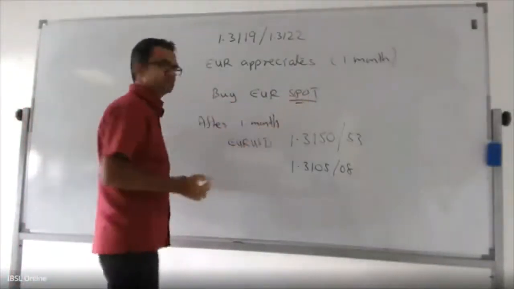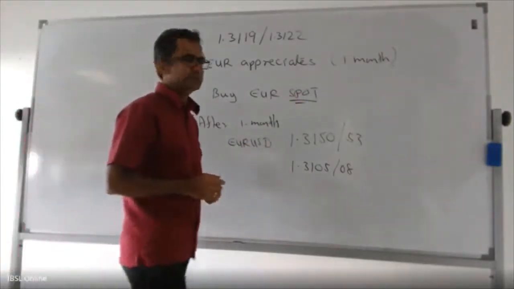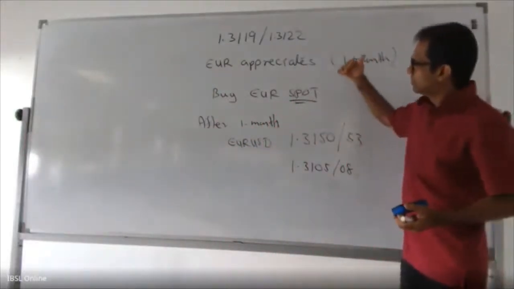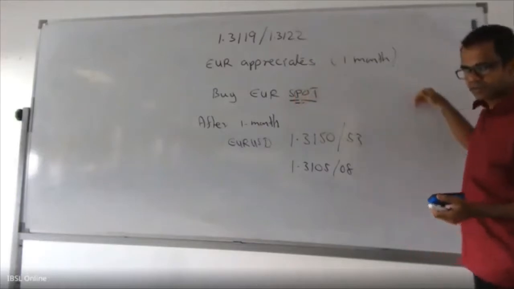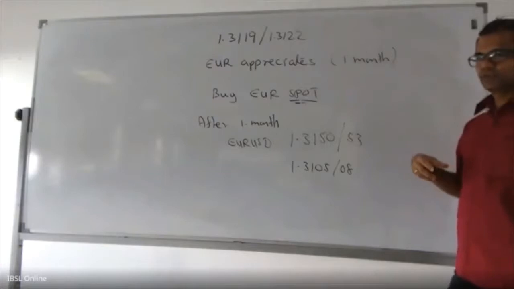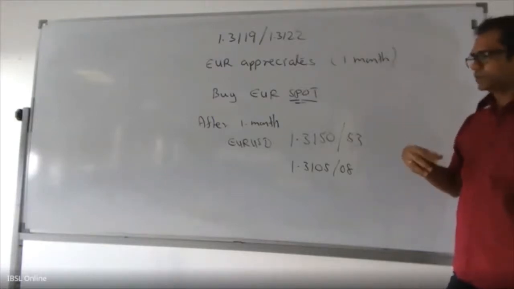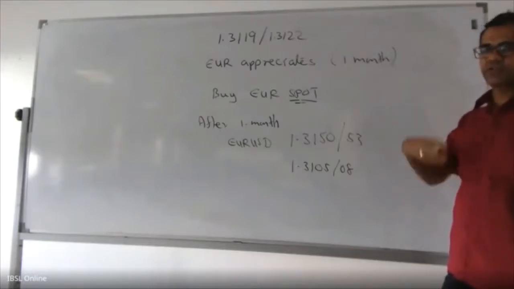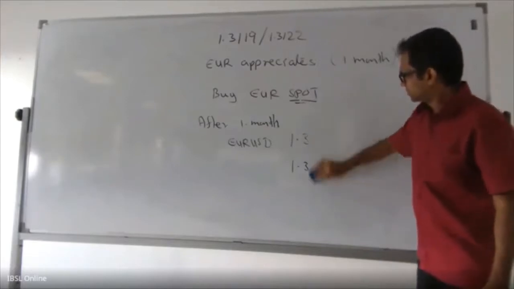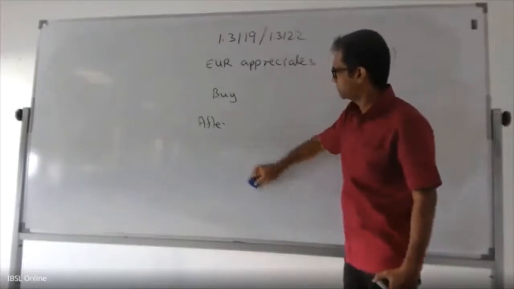But how can you use a forward transaction to do that? So in this instance, what do you do? You buy euro and keep it for 1 month. So you give some dollars, take some euros and keep it. That means you give up dollars, you take euros, and you can invest that euro for a 1 month period and earn some interest. So you earn interest on euro, you give up interest on dollars.